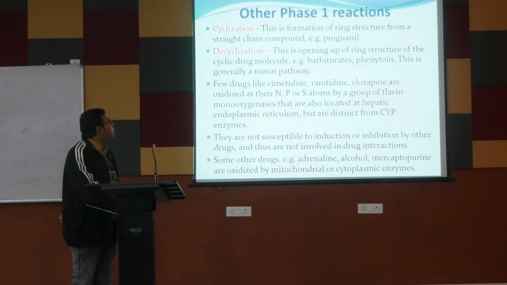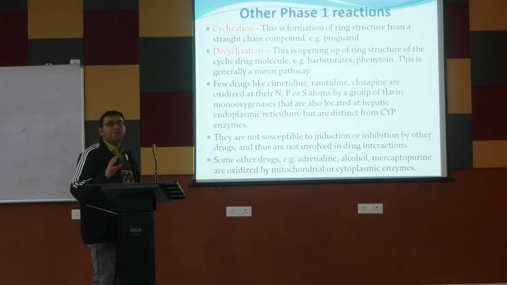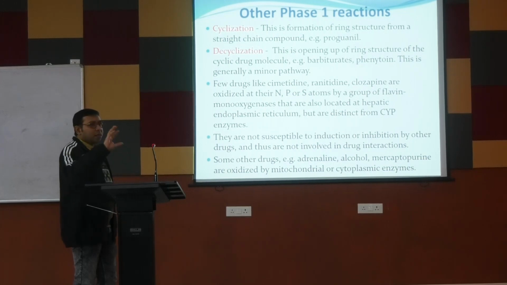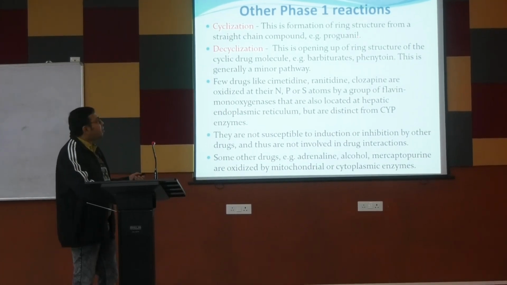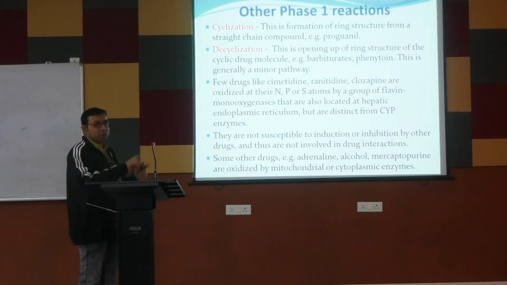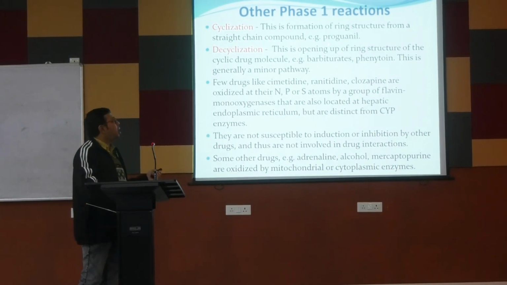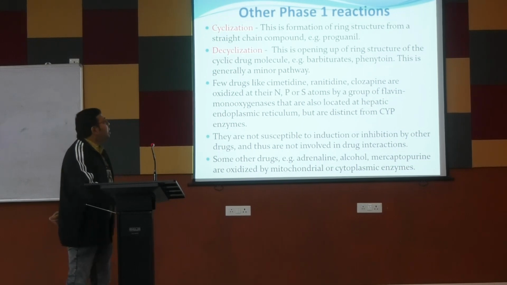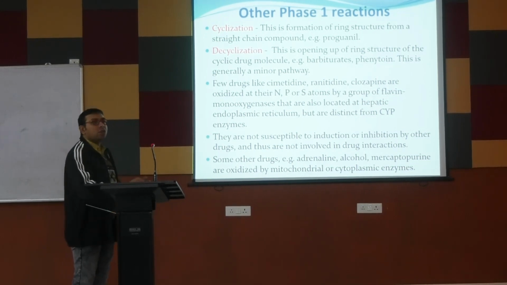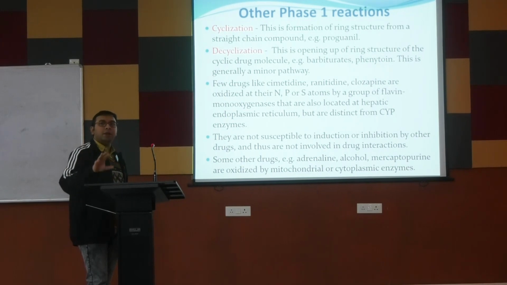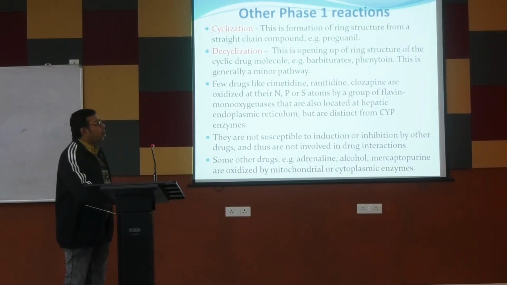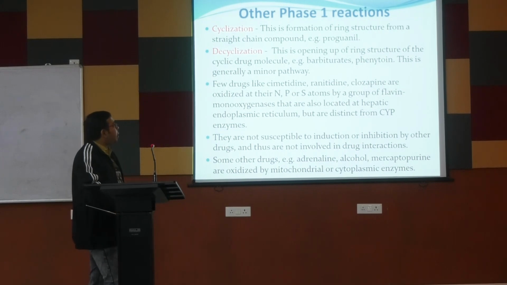So this is hydrolysis. There are some other minor phase 1 reactions like cyclization, that is the formation of a ring structure from straight chain compounds. An example is proguanil, which is used as an antimalarial drug. Decyclization is just the opposite, where the ring structure is already present in the drug and is opened up. Examples are barbiturates and phenytoin. This is generally a minor pathway.